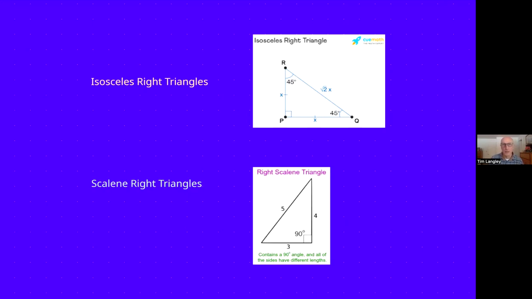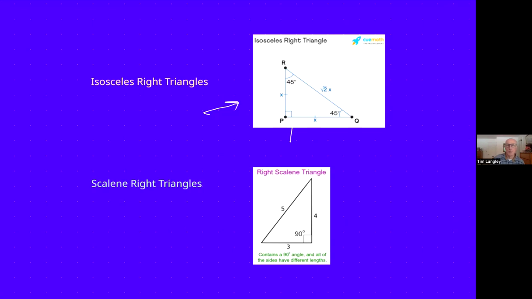So in my example over here to the right, you can see that little box there at the bottom. That means that's a right triangle, and the two other angles are equal. So it's isosceles, okay? Because all three angles are not equal, but it's a right triangle, so the other one's 90 degrees, okay? And then you also can have scalene right triangles. Remember, we just learned scalene means none of the angles are the same, none of the sides are the same, but one of them happens to be a 90-degree angle, okay?